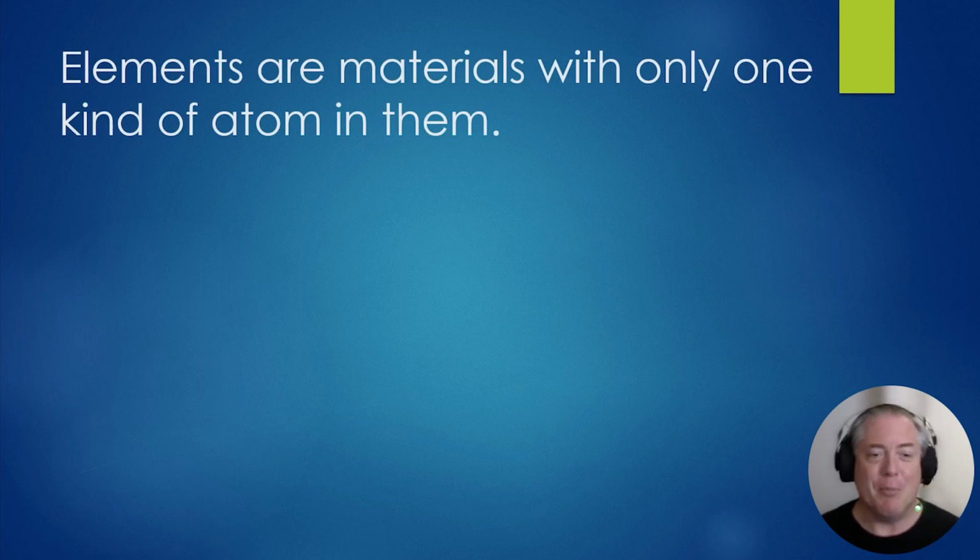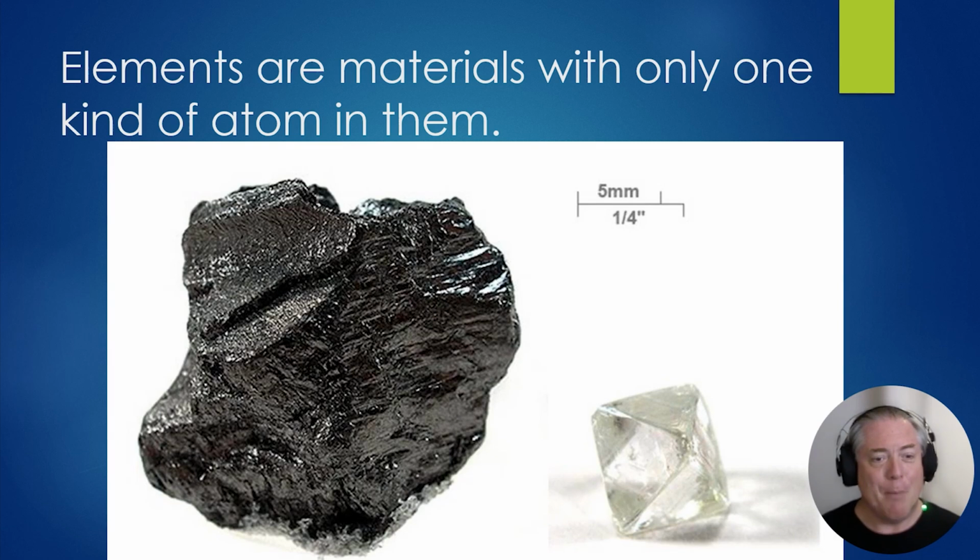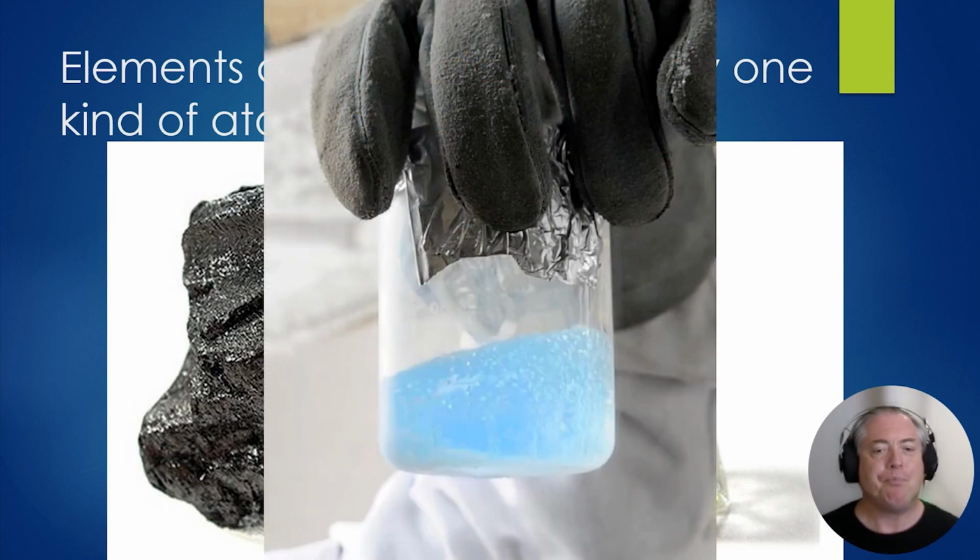So now we're left with quite a few elements to work with. Approximately 94 are naturally occurring. Elements are materials with only one kind of atom in them, such as iron. This is some pure iron. We've got some carbon. Interesting, here we've got coal and diamonds, both only carbon atoms, just arranged differently. And in a diamond, it's packed together in little tetrahedral shapes incredibly strongly and powerfully.